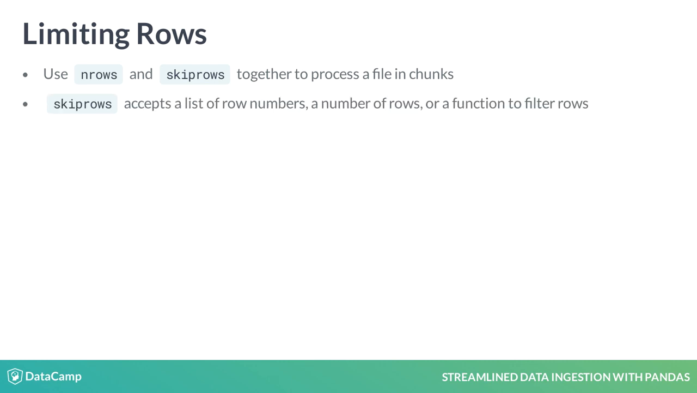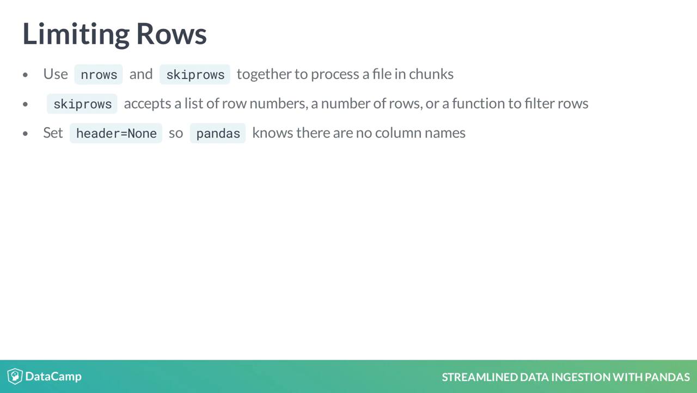Skiprows accepts a list of row numbers to skip, a function to determine whether to skip a row, or the number of rows to skip. Note that pandas automatically makes the first row imported the header, so if you skip the row with column names, you should also specify that header equals None.